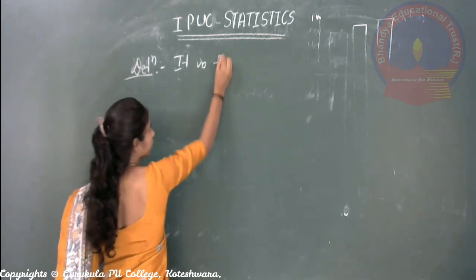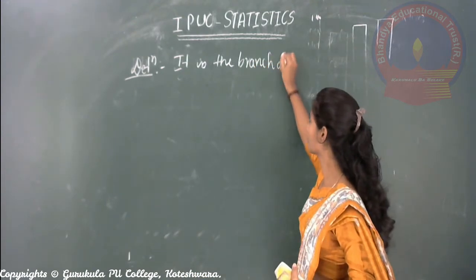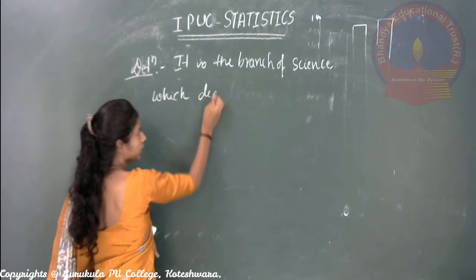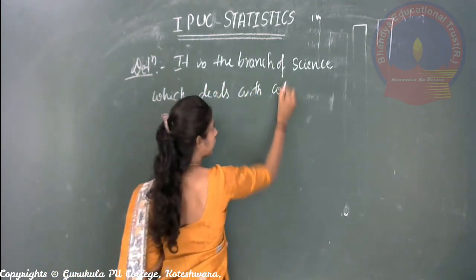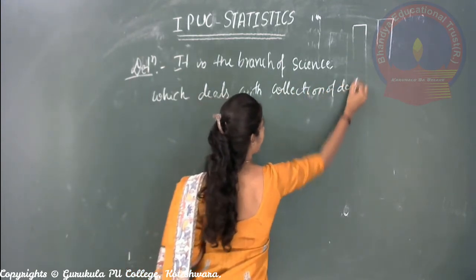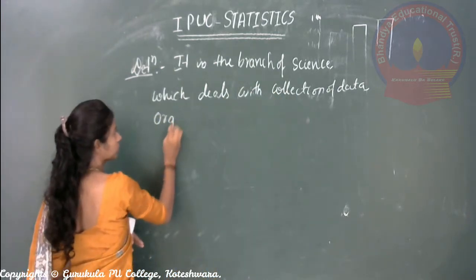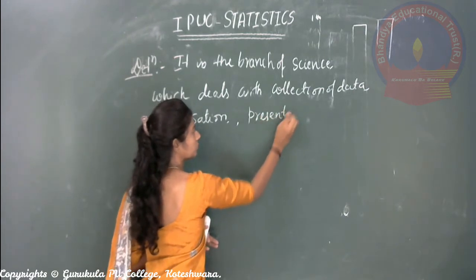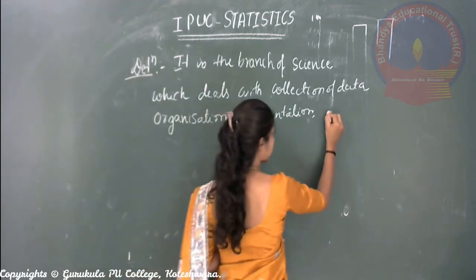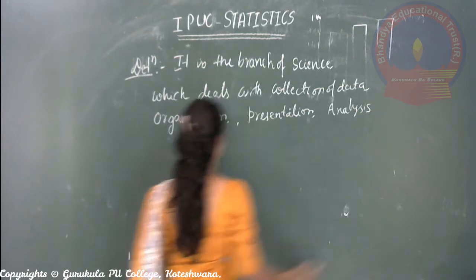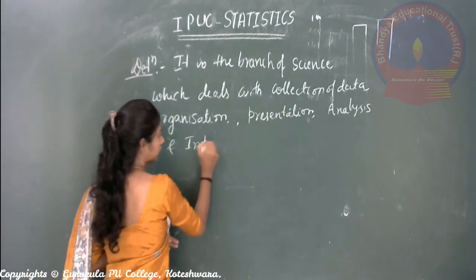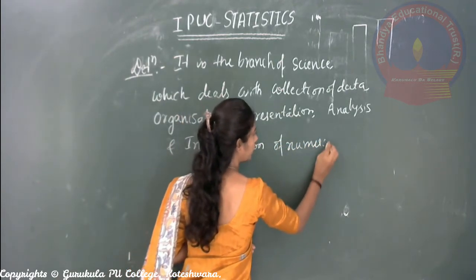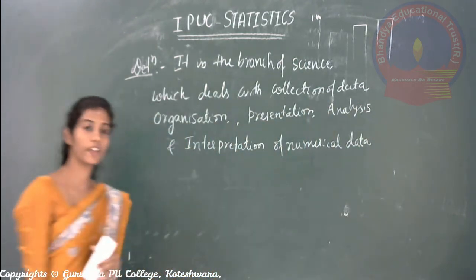Statistics is a branch of science which deals with collection of data, organization, presentation, analysis and interpretation of numerical data. This is the definition of statistics.